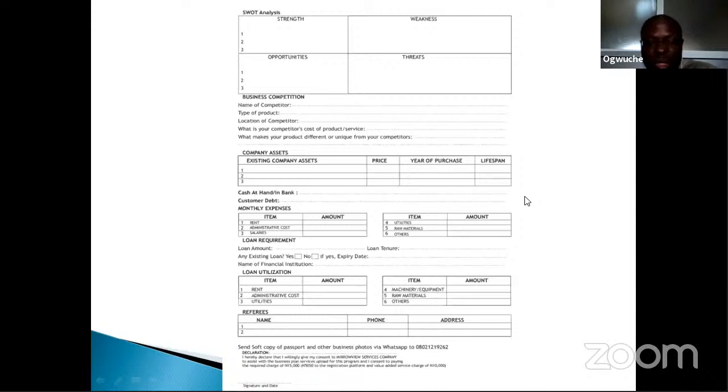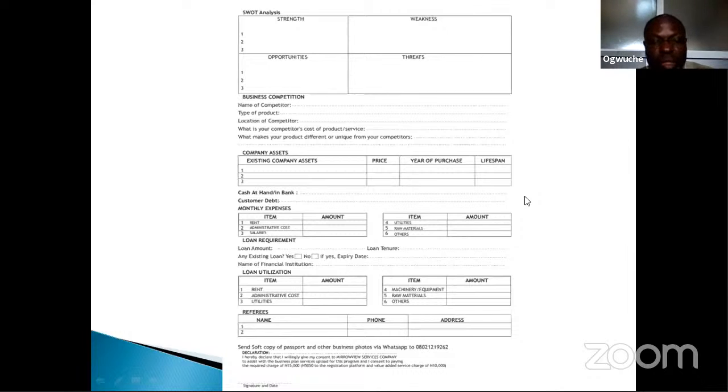So if your rent is 500,000 per annum, you indicate that. Administrative costs, you also compute the total amount for the year. Utilities also, giving us that same total utilities requirement for that year, and down the line. So that's how you compute the loan utilization.